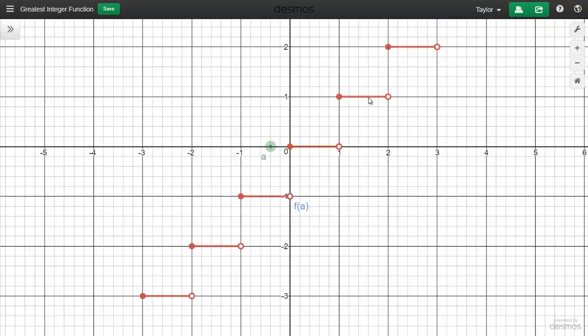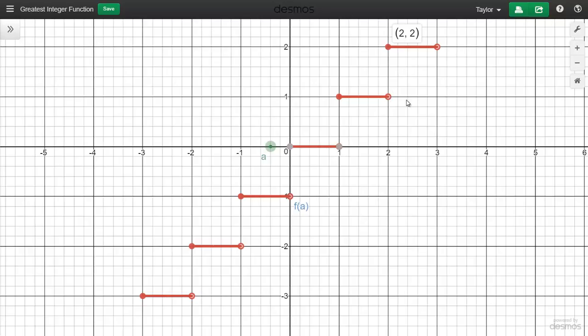So if you want to evaluate, say, f of 1.58, 1.59, well, the greatest integer less than 1.59 is 1. The greatest integer less than all of these numbers where the cursor is 1. Notice these are all decimal numbers between 1 and 2. And the greatest integer less than all those numbers is 1. Now what happens at this value? Okay, well, at f of 2, the greatest integer less than or equal to 2 is 2.